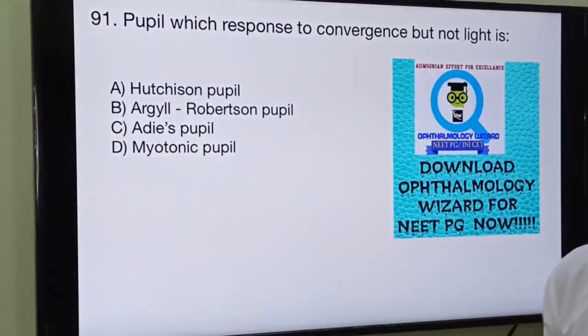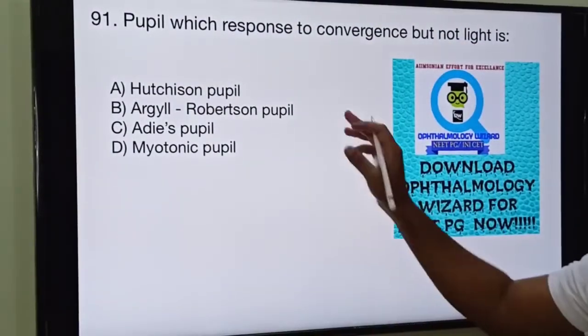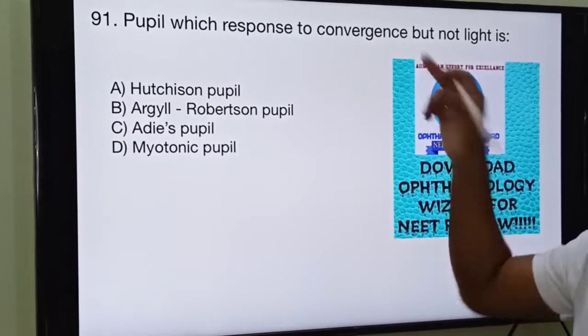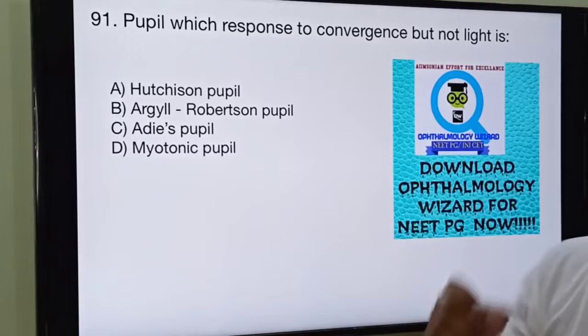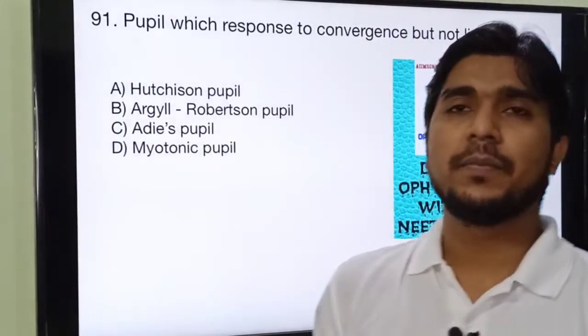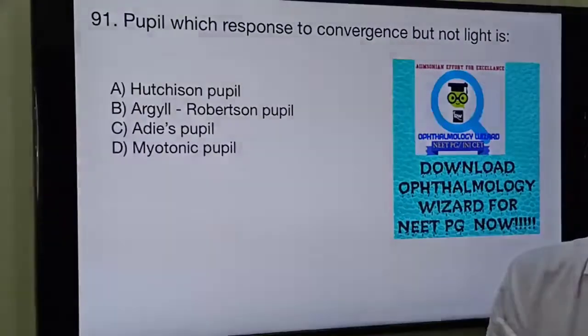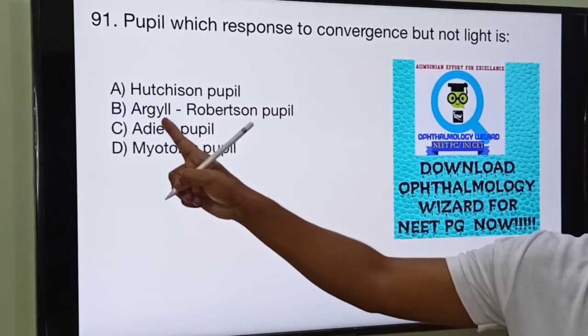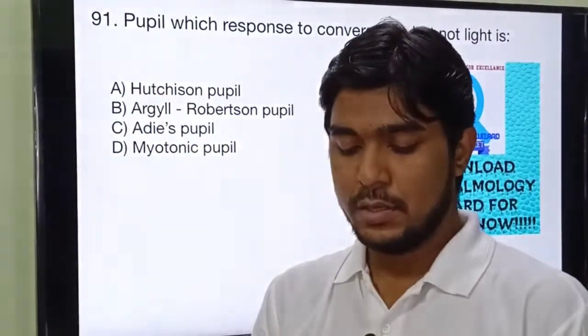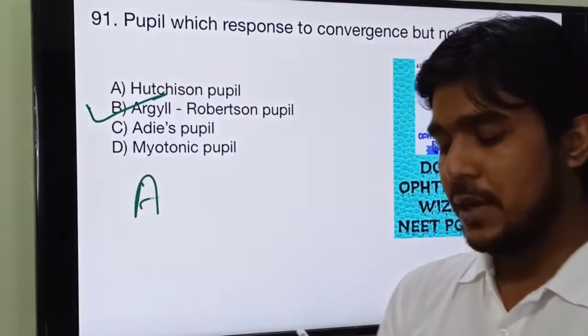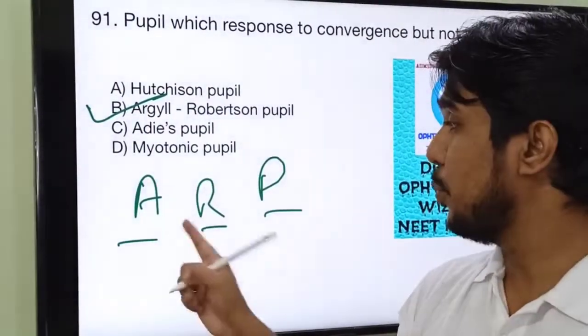Pupil which responds to the convergence but not to the light. It responds to convergence, to the near reflex, but not to the light reflex. What is the answer? Hutchinson, RP, ARP, iridocorneal endothelial, myotonic. What should be the answer? ARP. Remember, ARP, Argyll Robertson Pupil.